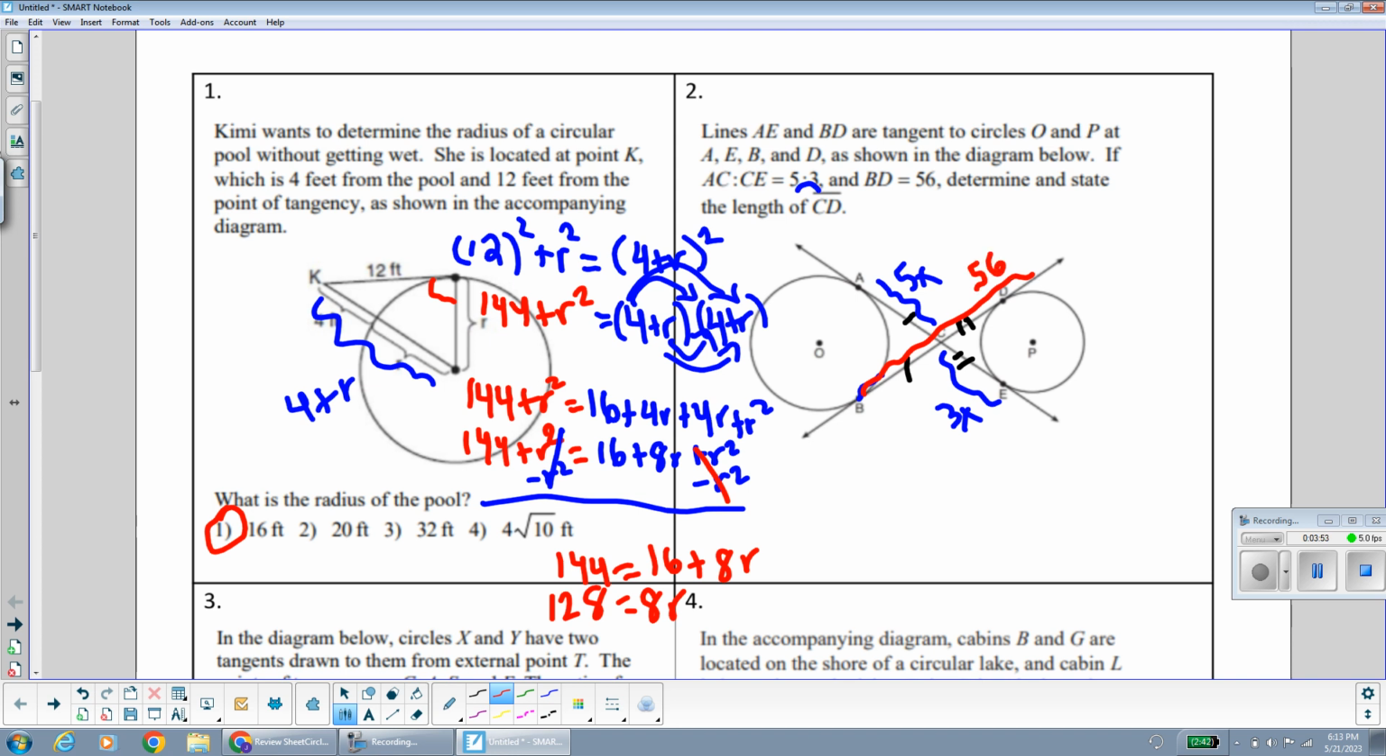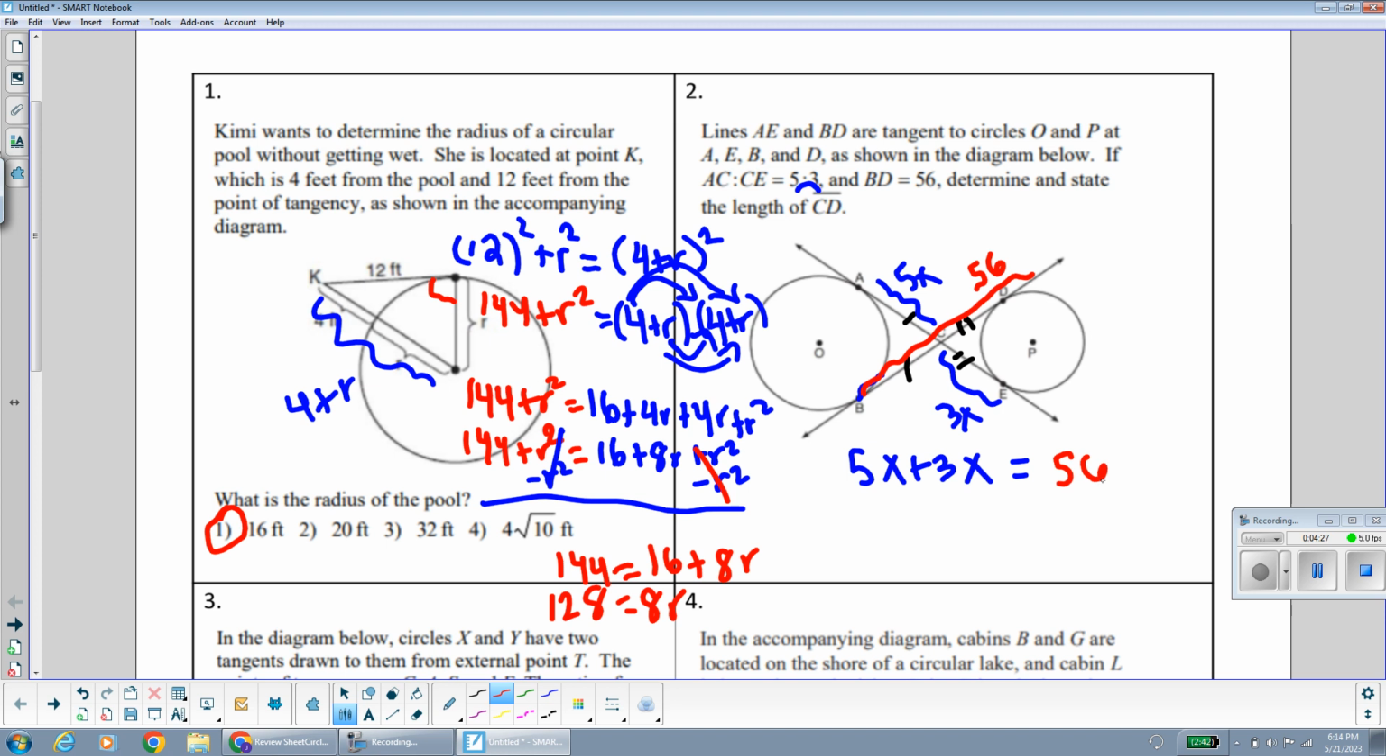Well, if these are equal to each other and these are equal to each other, then the sum of this plus this and this plus this must be equal to each other. The entire length of BD must be equal to the entire length of AE, because if we're combining the same two parts together, we got to get the same sum. So I can make an equation that says the 5x part of the line segment plus the 3x part of the line segment equals 56.